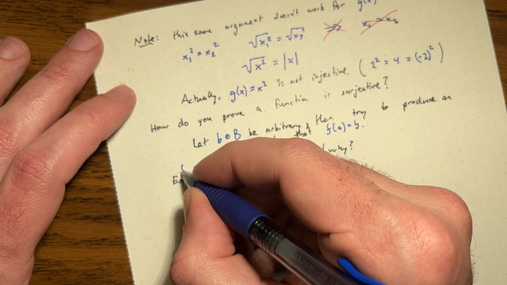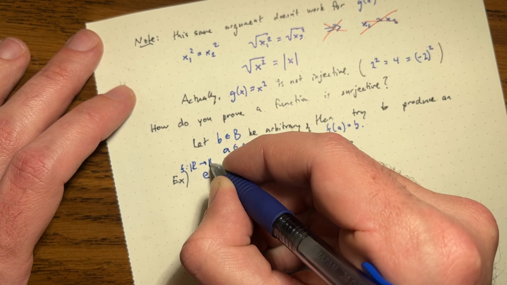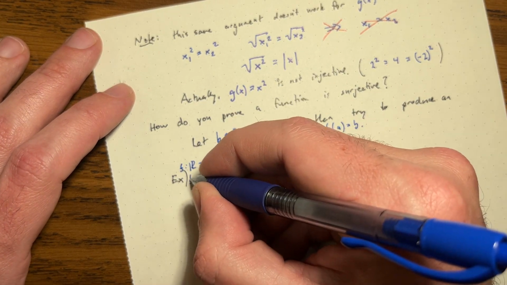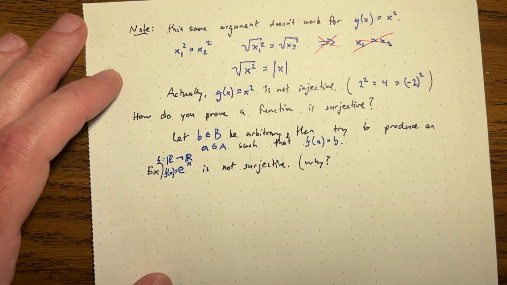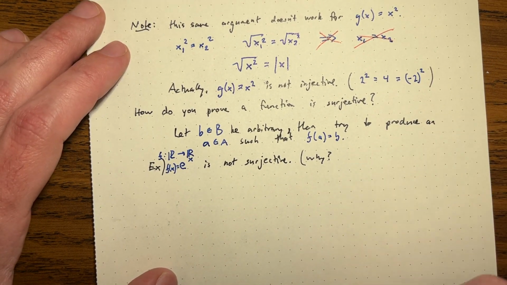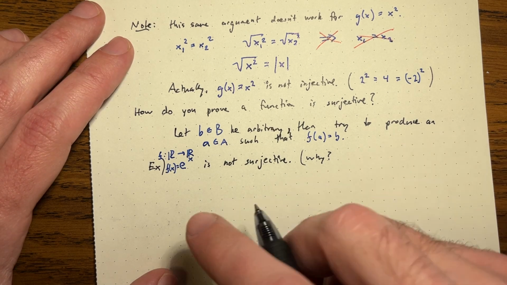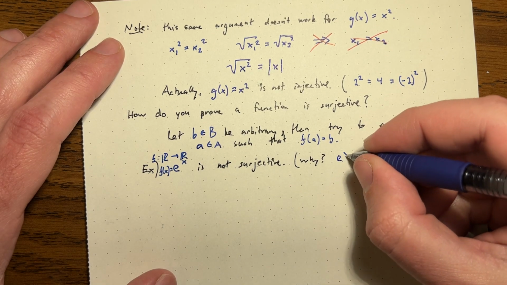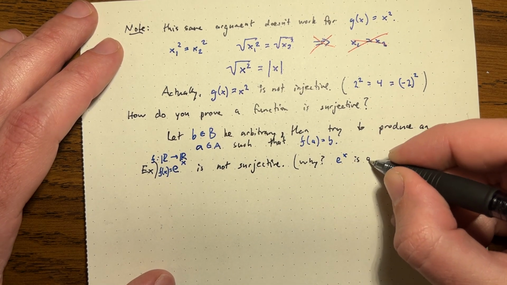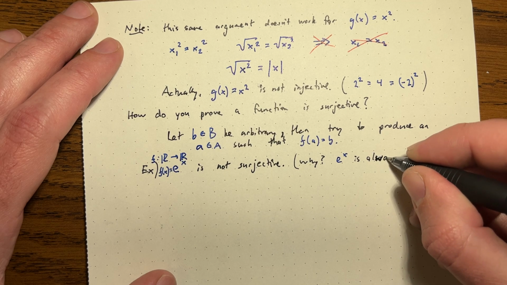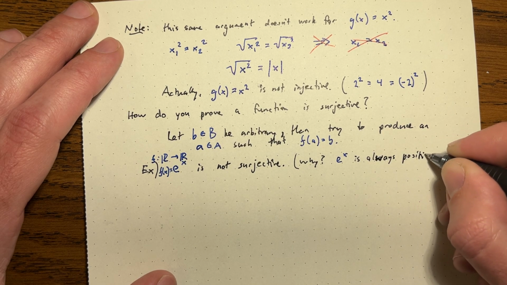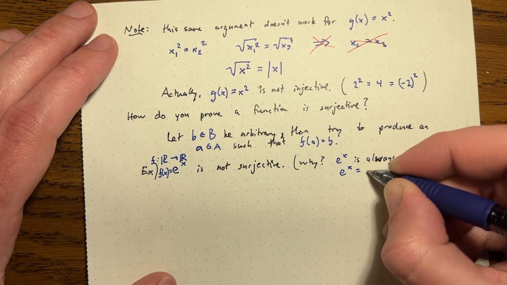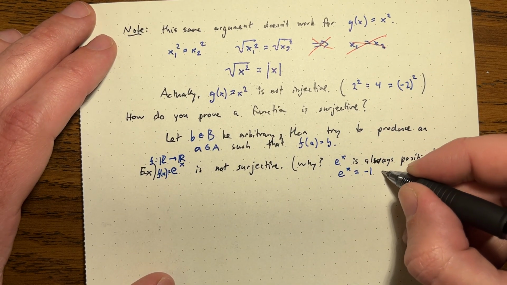I should repeat all of what I wrote before. So I'm talking about from R to R. Always specify a domain when you're writing a function. It was bad of me to not do that. So our domain is R. This is not surjective. Why? Because e to the x is always positive, right? So for example, e to the x will never equal -1. This type of thing is not solvable.